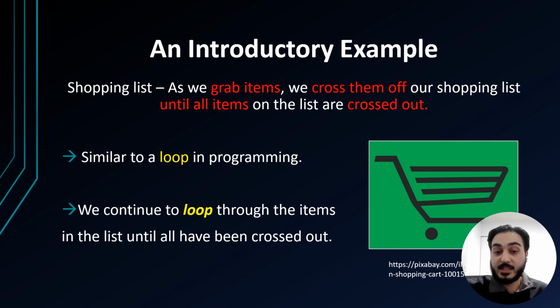As an introductory example, let's say we have a shopping list. As we are shopping, we have items on our list and we cross them off as we grab them. This is similar to a loop in programming, where we loop through all the items in our list and cross them off, and we are finished our loop once all the items in our list are crossed off.